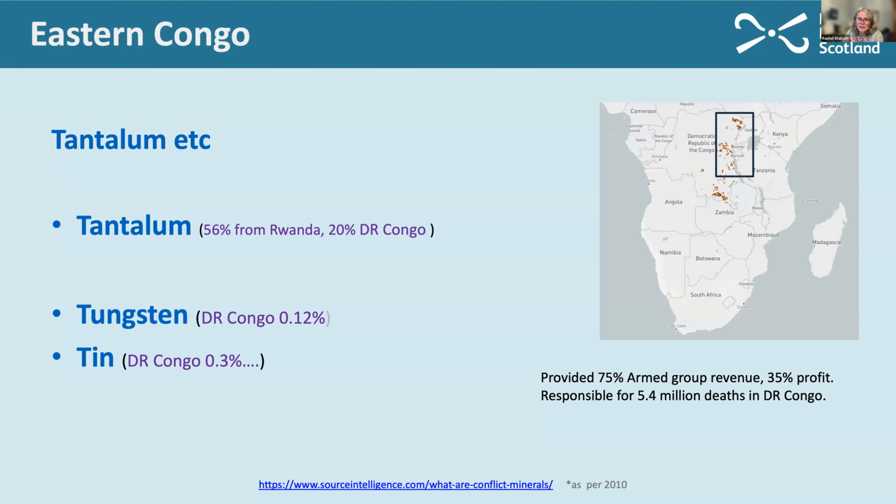And it was discovered that the military were benefiting a lot from the mines. They funded 75% of the armed forces in that area, and they were getting massive profits. And obviously, as a result, there were a lot of deaths due to the economics of selling tantalum. They also mined tungsten and tin there, and although in terms of global importance it wasn't so much from the Congo, it still helped to fund conflict.